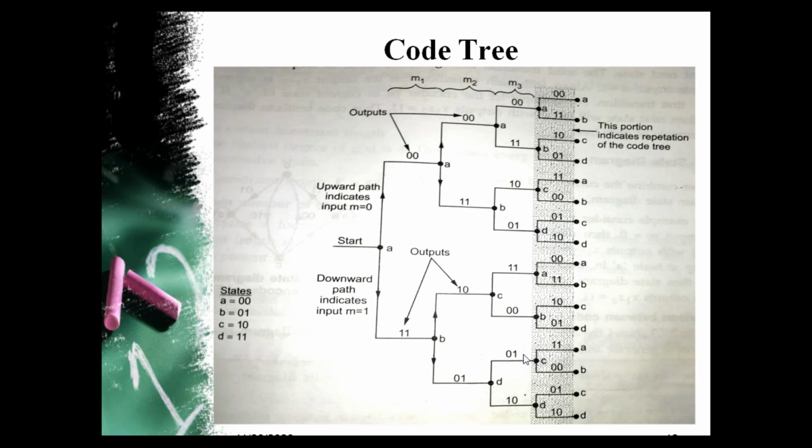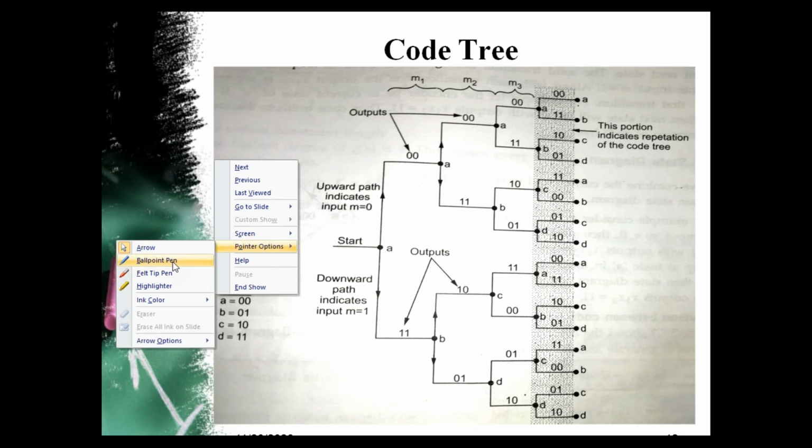Then coming to the state D, when the state is D, input message bit is 0, this upward path represents the input message bit is 0. Then the next state will be C, and the output bits are 0 1. Then input message bit is 1, the output bits are 1 0, and the next state will be D. Here, by making use of this particular code tree representation, we can see the complete output sequence corresponding to a particular input sequence.